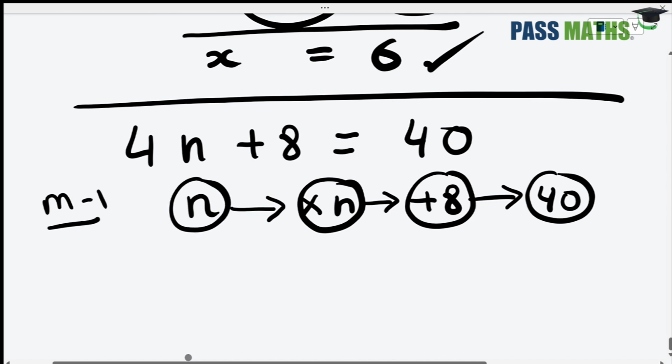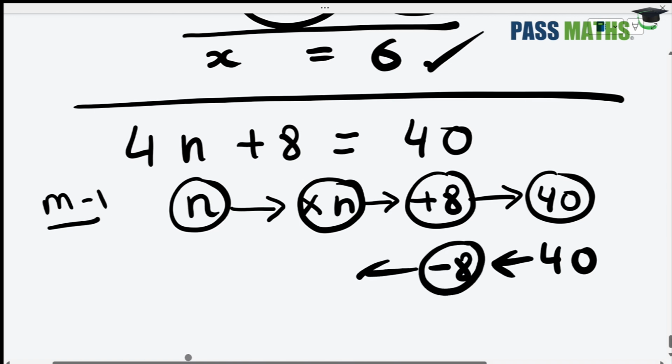Now let's go backward. We start with 40. Arrow direction is opposite. Symbol is opposite. Plus 8 becomes minus 8. Now let's work it out. 40 minus 8 will be how much? 32. Let's write 32 here.